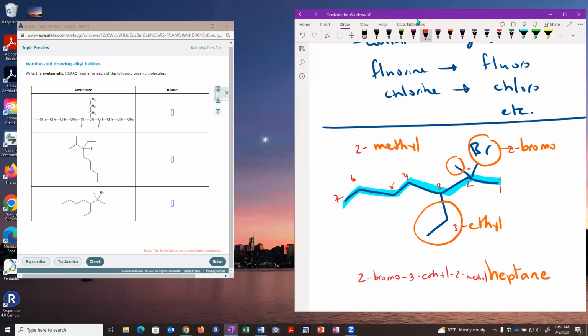All right, so this all starts with identifying the longest continuous carbon chain first, then numbering it to give the lowest number possible to the substituent groups.